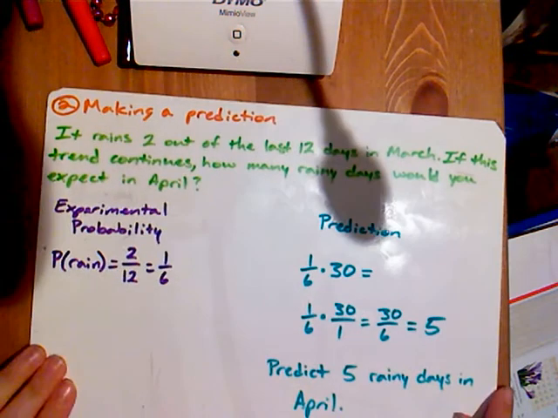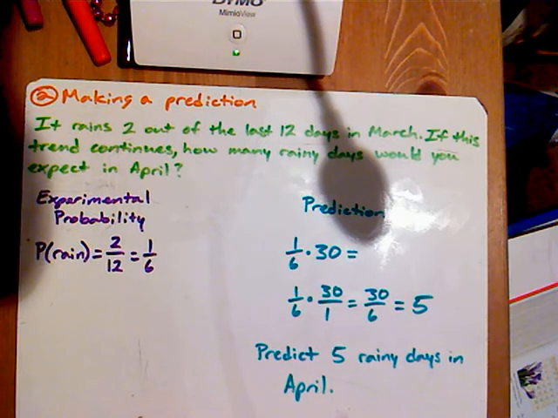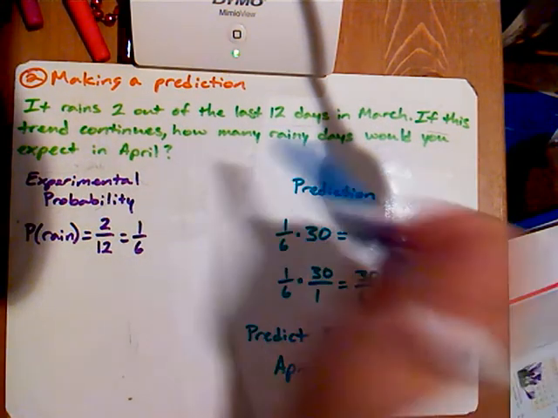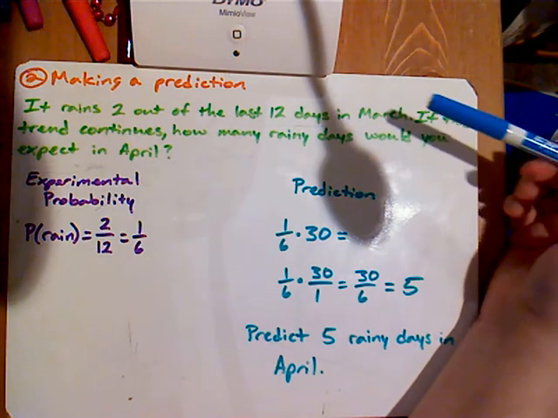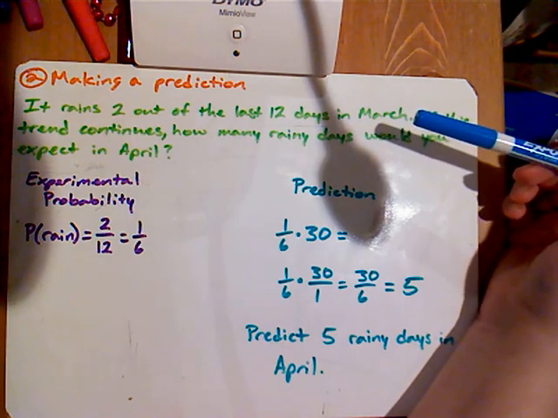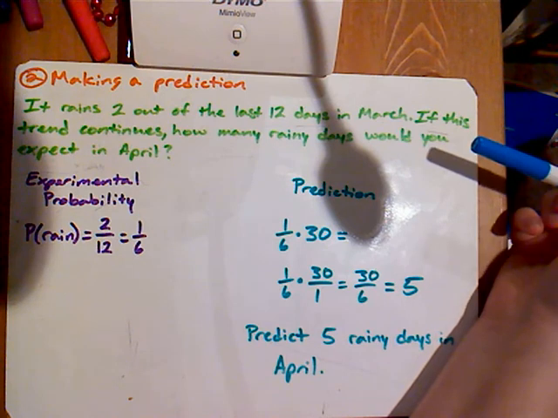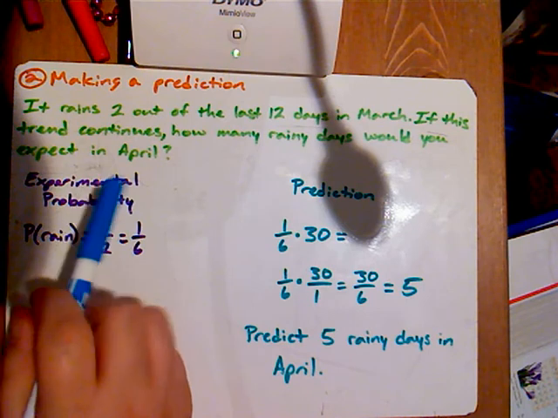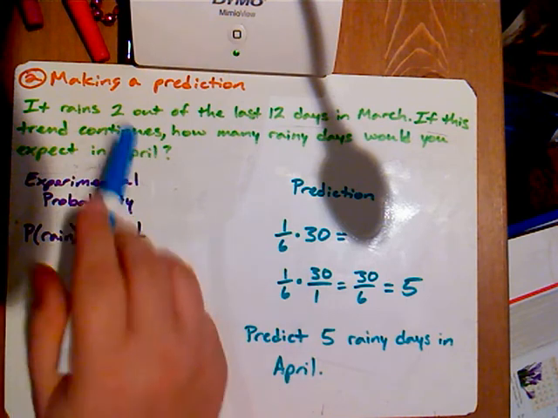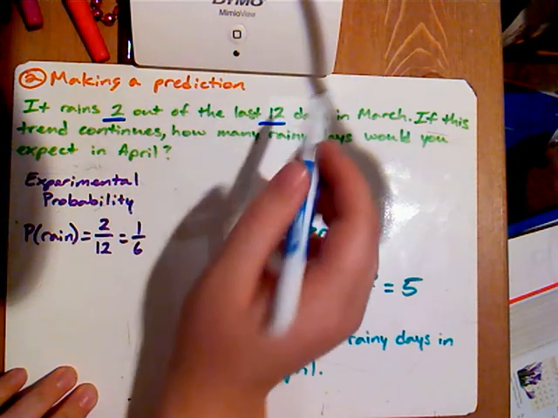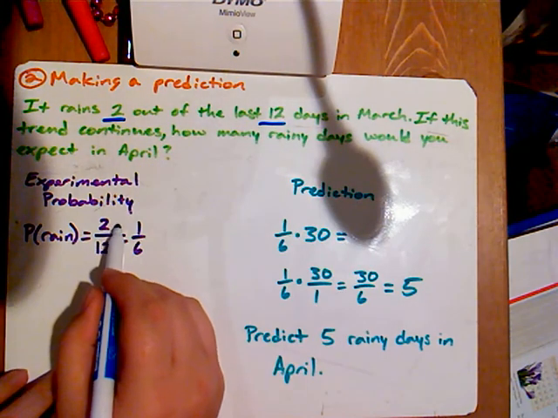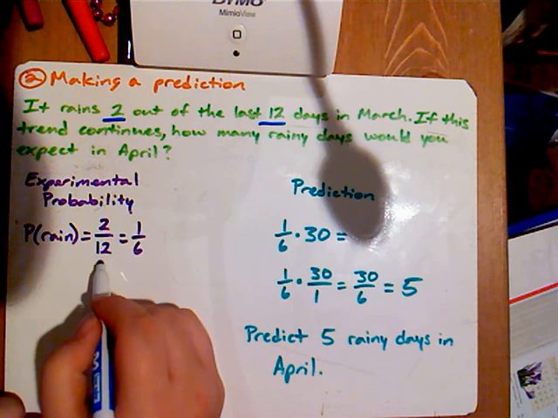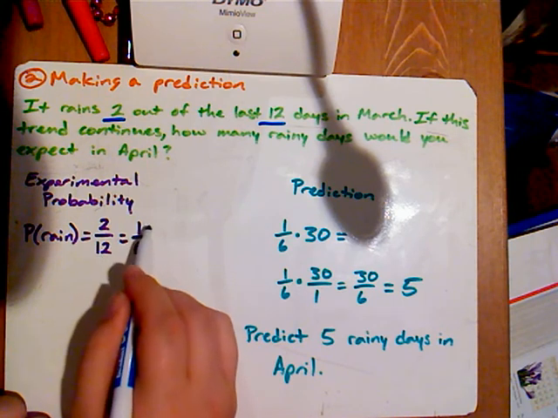All right, the next thing that we're going to be looking at is making a prediction using experimental probability. So this question is asking, it rains 2 out of the last 12 days in March. If this trend continues, how many rainy days would you expect in April? So we do our experimental probability for March, and that is 2 out of 12, so 2 over 12, and when we reduce that, it gives us 1 over 6.